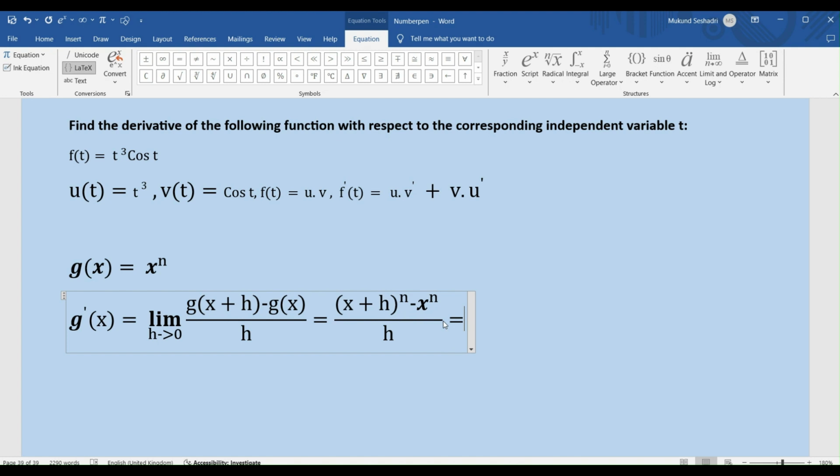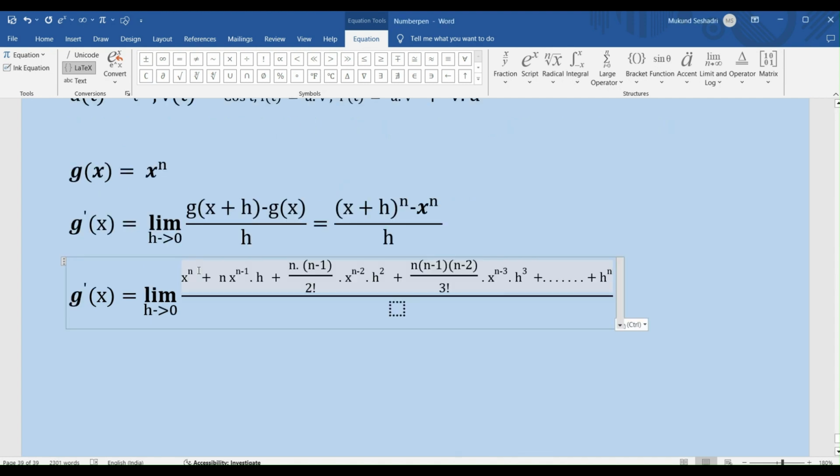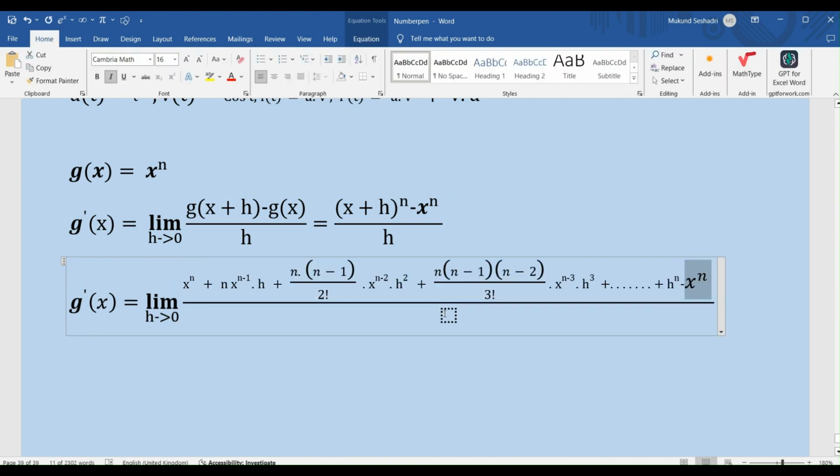I'm going to expand this using binomial expansion, right? And what is my formula for x plus h to the whole power n using binomial expansion? Let's write that down. This is what it is, right? And remember, I still have my x to the power n. Don't miss that out. That's a common mistake that all of us, including myself, tend to make. So this is what we have, folks.